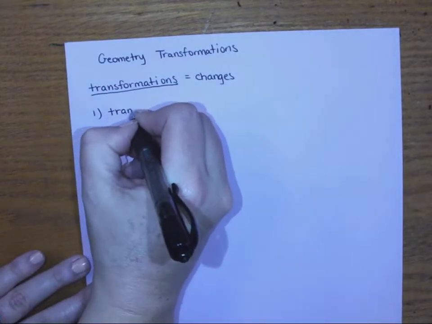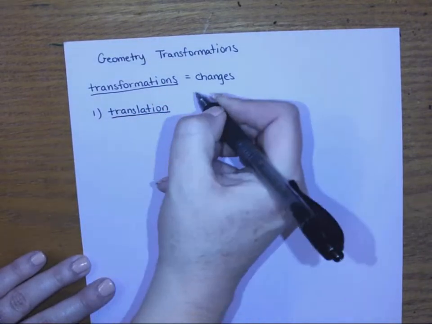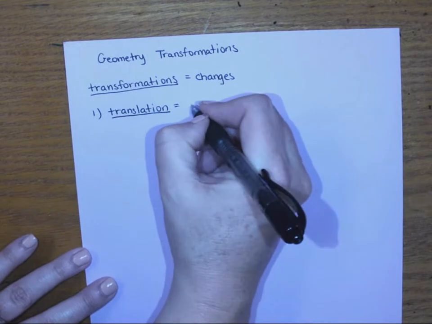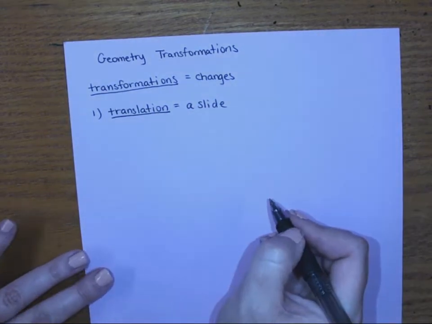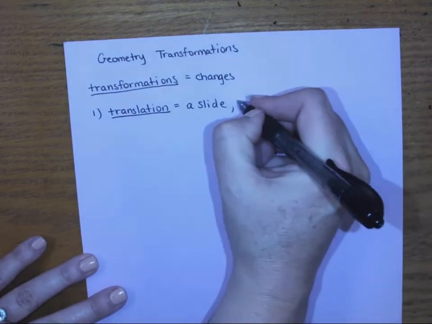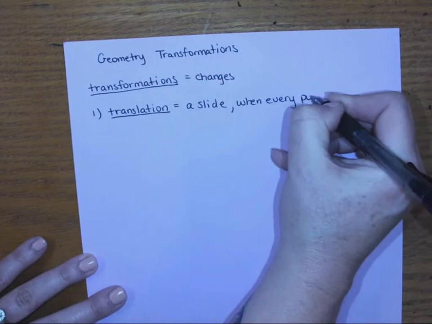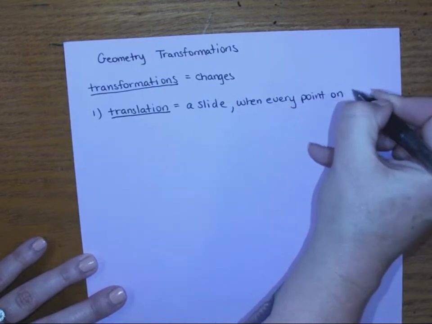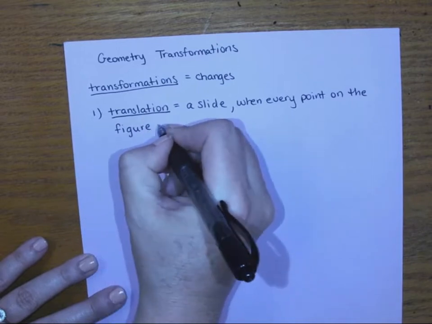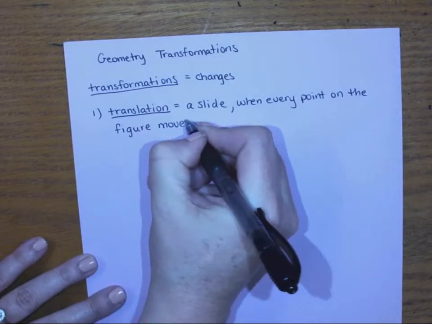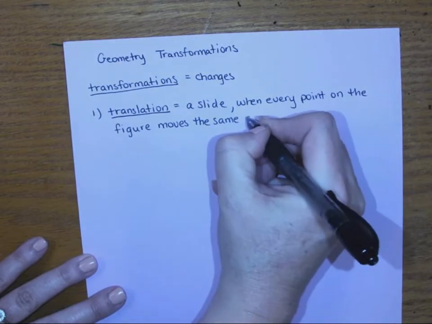The first one is a translation. Okay, the quick way to describe a translation is a slide. So it's just when you slide the figure maybe up or down or right or left. Okay, the technical definition is when every point on the figure moves the same distance and in the same direction.